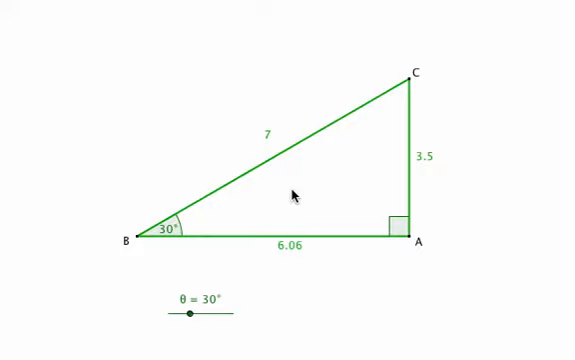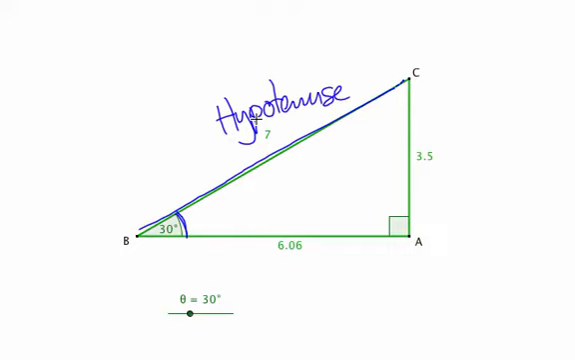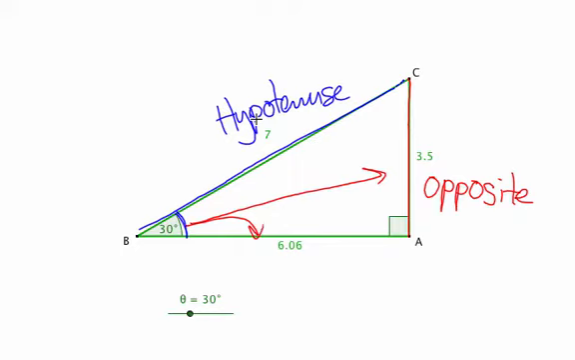The first thing we need to be able to do is label the sides according to the angle that we're looking at. On a right angled triangle, the side opposite the right angle is called the hypotenuse. For this triangle, we're looking at the angle of 30 degrees. The side opposite the 30-degree angle is called the opposite side. And the side next to it, another word for next to, is adjacent. So that side is called the adjacent side.